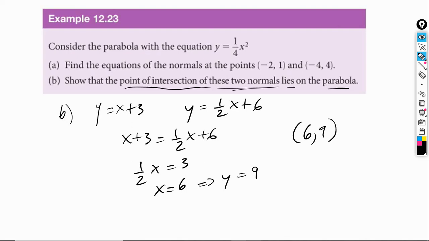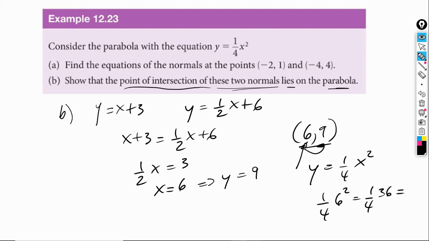So in order to prove that this point lies on the parabola, we're going to have to plug in 6 into the parabola, and it has to give us 9. So remember that the equation of the parabola is y equals 1/4 x squared. And in this case, we need to see what 1/4 times 6 squared gives us. And notice that this is 1/4 times 36, which equals 9. Therefore, the intersection of the two normals lies on the parabola.